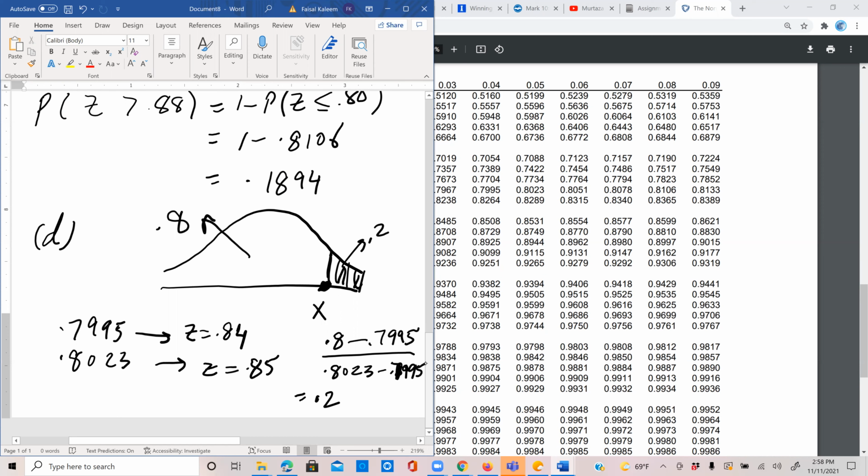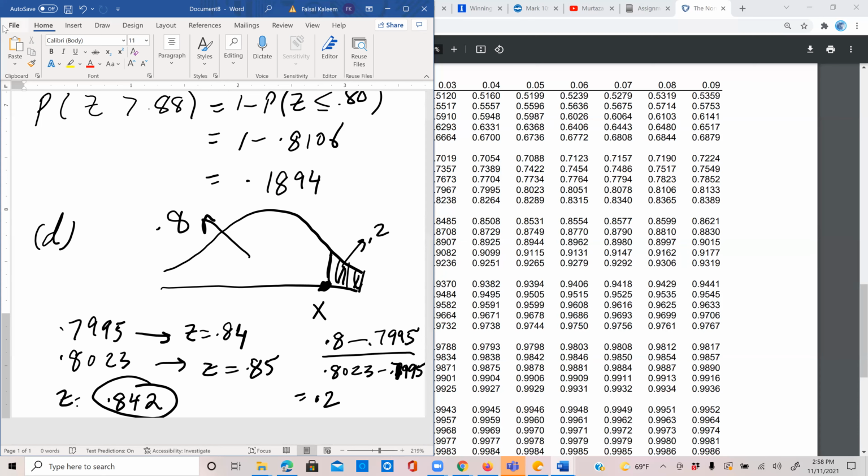Correct to one decimal place. So what that means is that you look at the lower of the two z values, and put that 0.2 that you got in the third decimal place. So 0.842 is the z value you need. So again, the value of interest minus the lower probability divided by higher probability minus lower probability. That gives you the third decimal place starting from the lower z value, so 0.842.